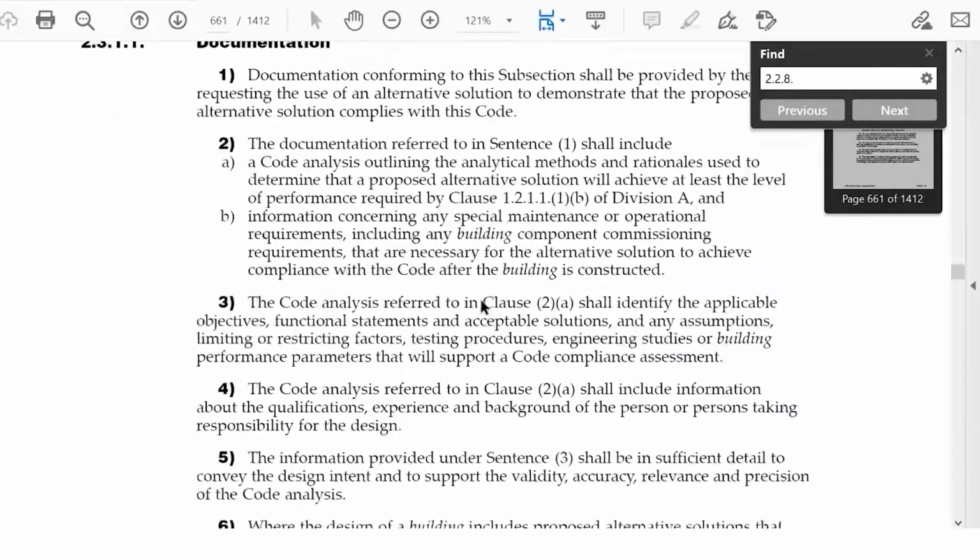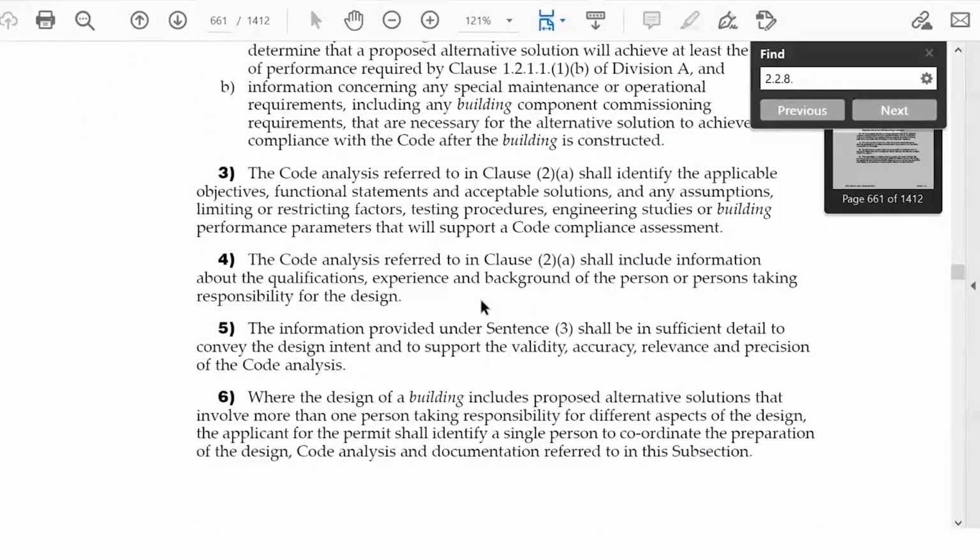Same thing with computational methods. You need to identify which ones you have used. The code analysis shall include information about the qualification, experience, and background of the person or persons taking responsibility for the design. The person who is preparing the alternative solution and the person taking responsibility for the design may be two different people, but they both need to document their qualification, experience, and background. The information provided shall be in sufficient detail to convey the design intent and to support the validity, accuracy, relevance, and precision of the code analysis.